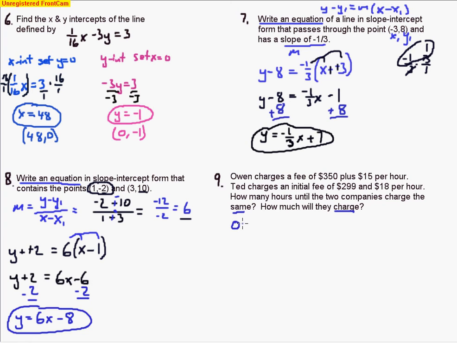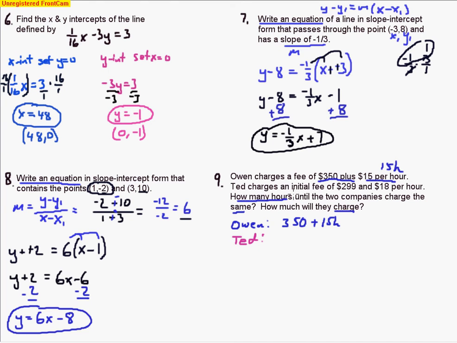You've got Owen, and Owen's charge is this, $350 plus $15 per hour. Well, we want to know the number of hours. How many hours? That means this is our variable, 15 times the number of hours. I don't know the number of hours. That's why I use a variable there. So 350 plus 15h. Ted has a different charge, and Ted's charge is this.